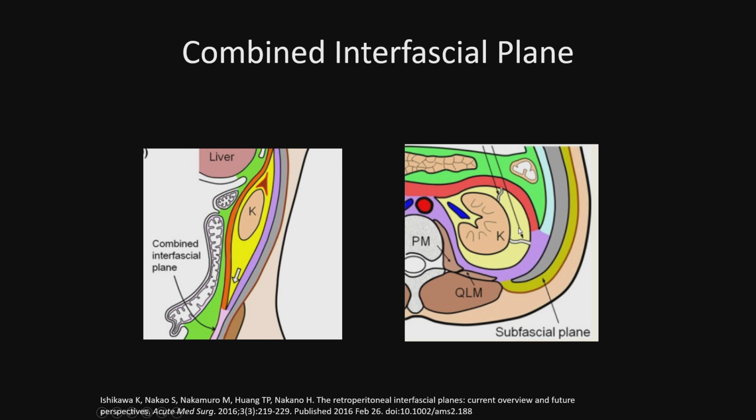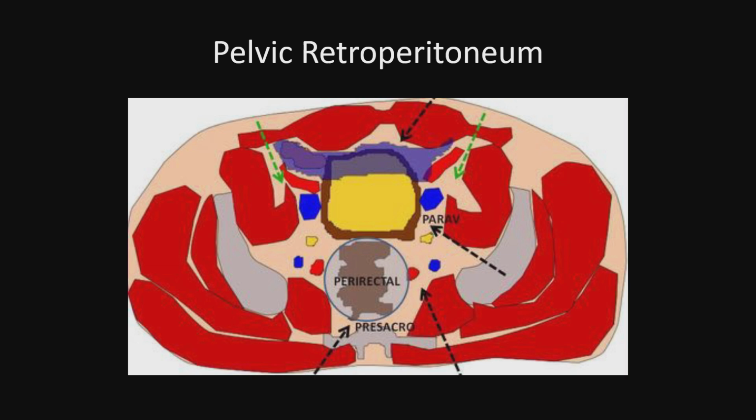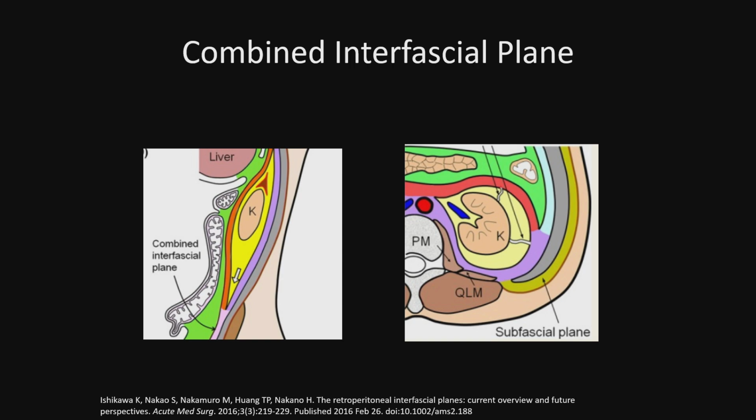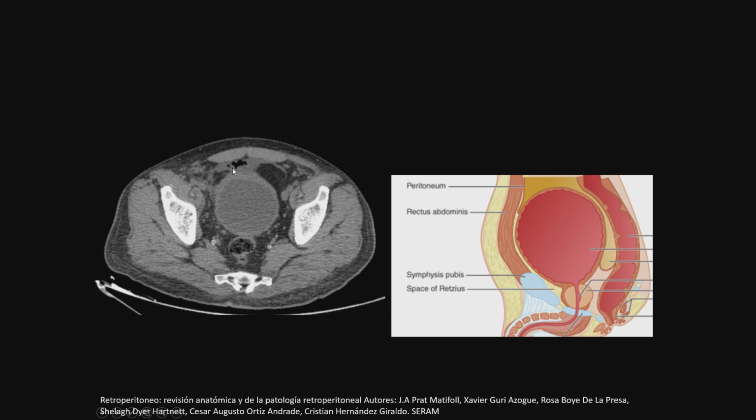how these diseases work. And if we have to talk about the pelvic retroperitoneum, we just have to remember that it's divided in three spaces: the prevesical space, the paravesical or perivesical space, and the perirectal or sacral space, which is over here. The combined interfascial plane can send any disease to any of that pelvic part. So in our case, the infection was taken to the prevesical plane. The prevesical plane is also known as the retzius space.